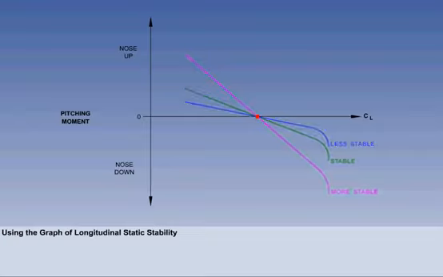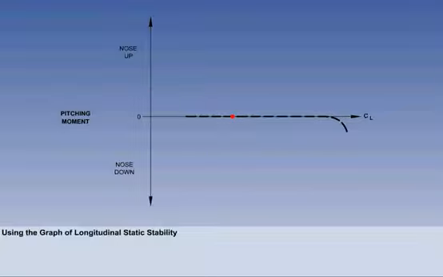What does this plot represent? An increase in angle of attack generates no pitching moment, nor does a decrease in angle of attack. This plot represents neutral longitudinal static stability. What do you make of this plot? An increase in angle of attack generates a nose-up pitching moment. This is not good. Reset the graph.